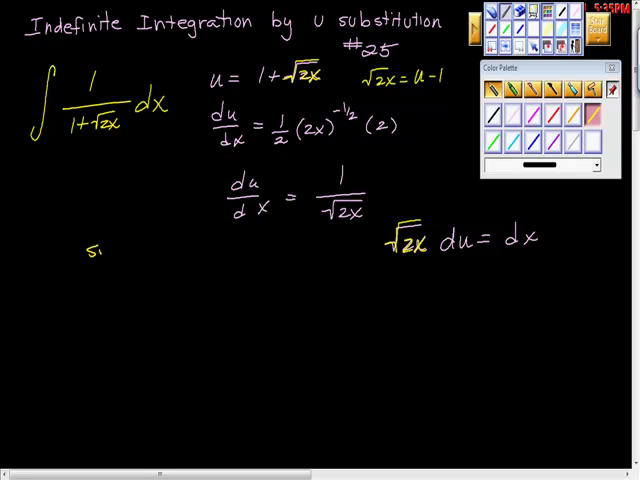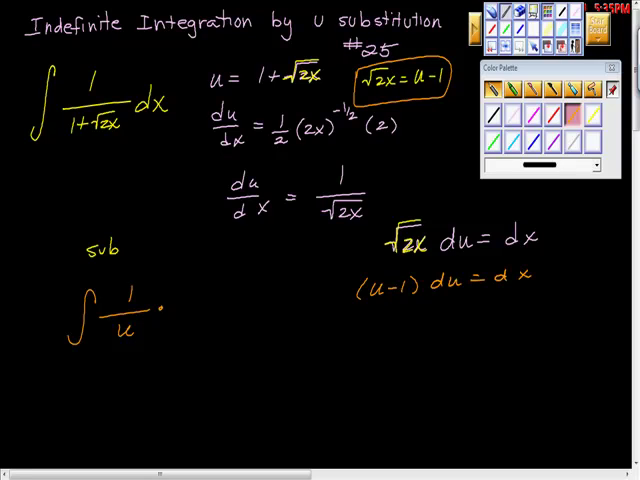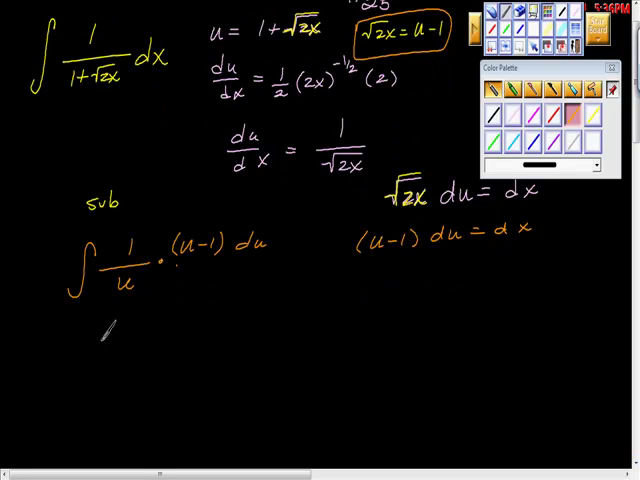So I'm going to sub in now. And I'm going to take the integral of 1 over u times, look what my replacement value for dx is going to be. My replacement value for dx is not going to be square root of 2x, but it's going to be u minus 1, because if you go up here, u minus 1 is the square root of 2x, isn't it? Du is equal to dx. So I'm going to take that. I'm going to say u minus 1 du. All right? So hopefully you see what we're going to get here, and it should get really, really easy as I keep rewriting this. I'm going to get u minus 1 over u.